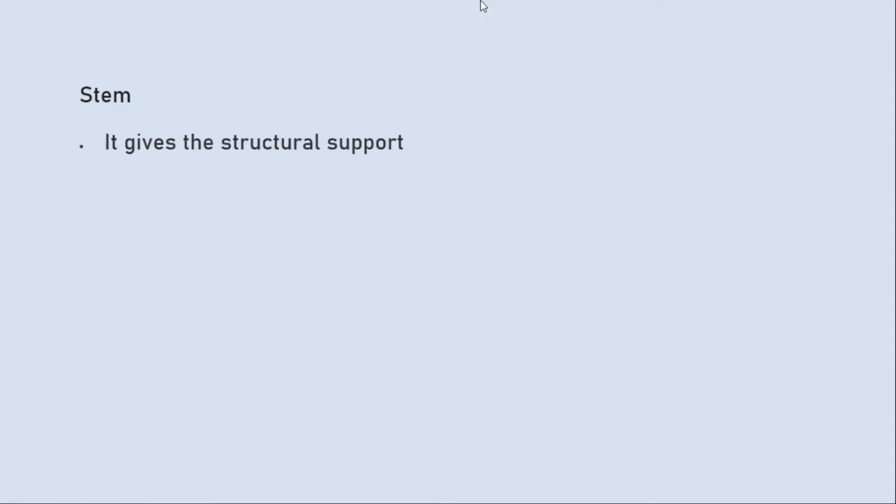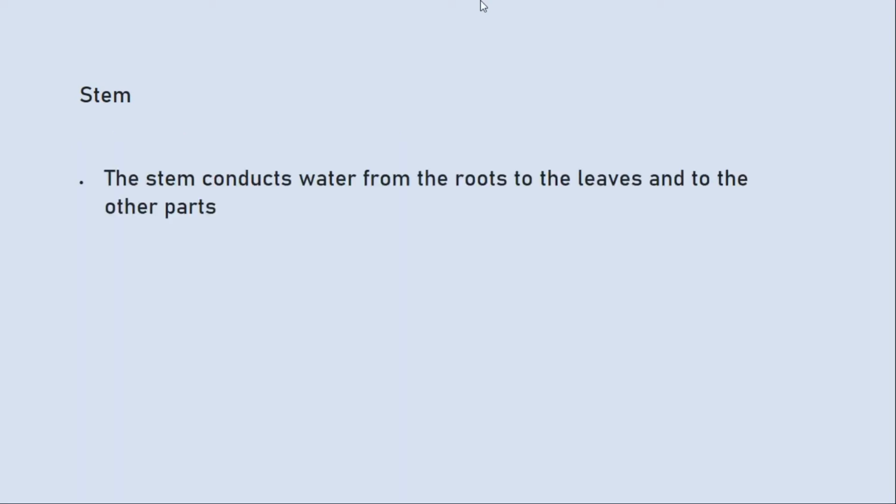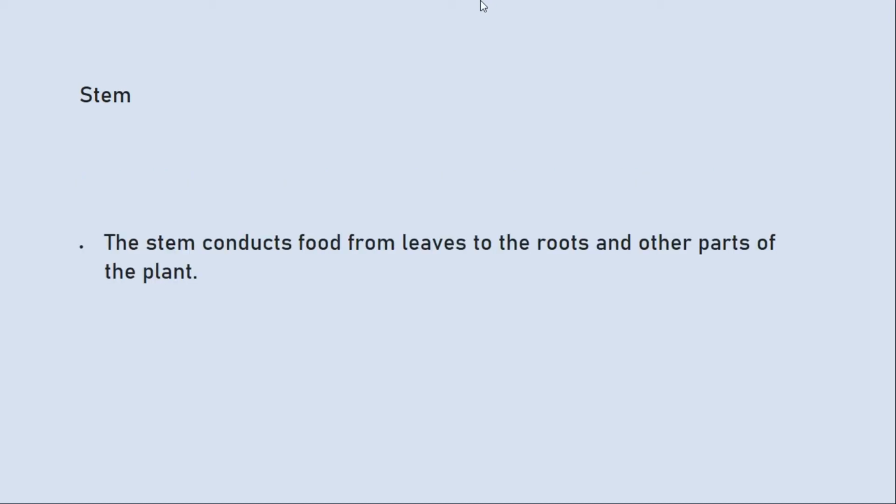Stem gives structural support. That means it gives a structure to a plant. The root generally absorbs water from the soil, and it is the stem that conducts this water from root to leaves and other parts of the plant. We know that the food is prepared in the leaves, and it is the stem that conducts food from leaves to roots and other parts of the plant.